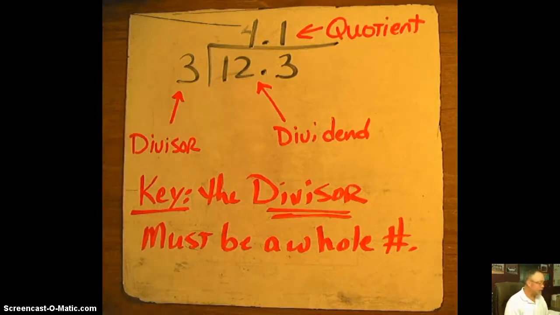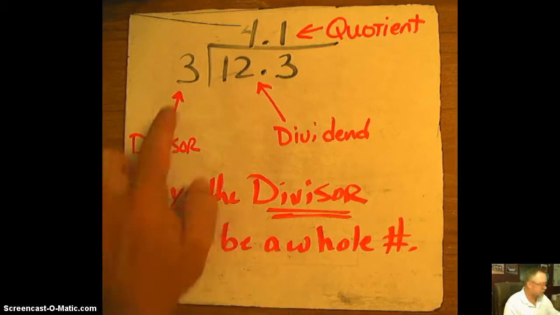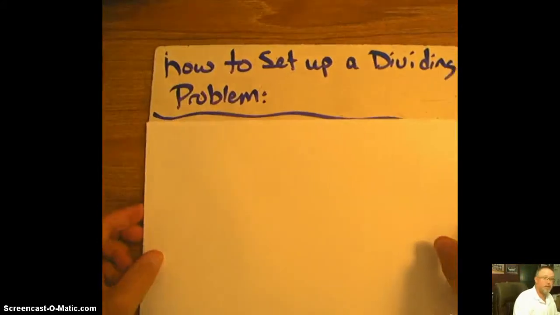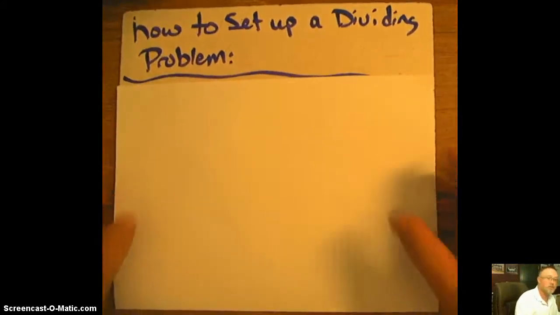Now, with dividing decimals, the key point is that the divisor has to be a whole number. If it isn't, we have to make it that way. That's the part that we always work on the most in dividing decimals. We know how to divide. It's just that when we throw the decimal in there, we get some issues that we'll take care of.